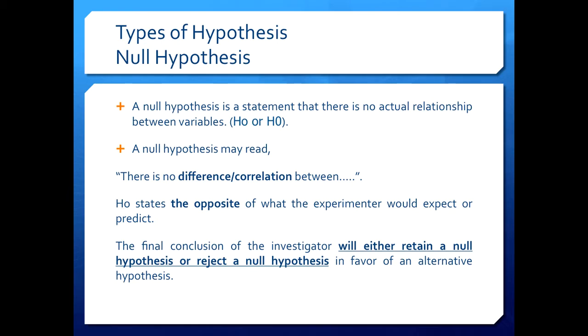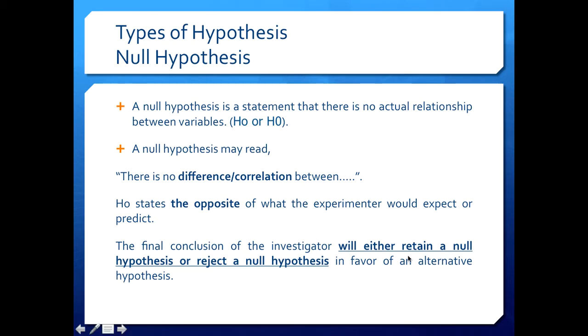H0, the null hypothesis, states the opposite of what the experimenter or researcher would expect or predict. So set the opposite. If you expect it will work, then the null hypothesis you must start with is that it won't work. If you expect that something will be different, then the null hypothesis is the opposite one. So the null hypothesis should be determined first, after the alternative.